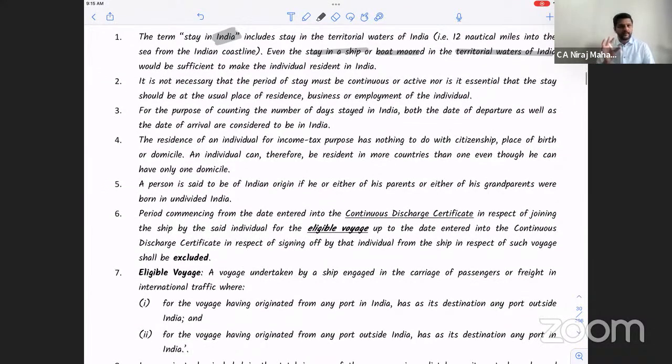Next, again important. It is not necessary that the period of stay must be continuous or active. That means he can come and go, come and go, every month 7 days, even if he takes a foreign vacation. That is not an issue. It need not be continuous. One day in India, one day outside, that is also okay. Again, this is all theoretical.